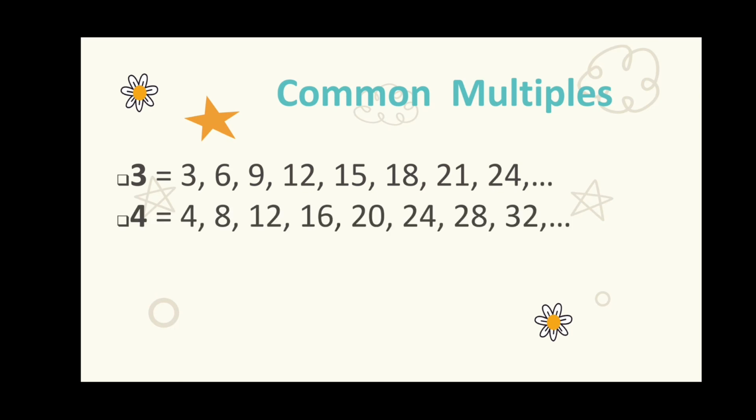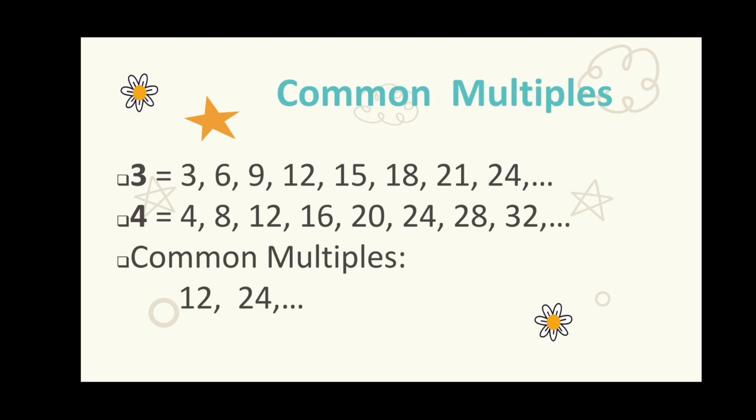Another given number is 4 at ang mga multiples nito ay 4, 8, 12, 16, 20, 24, 28, 32, and so on. Now, let's identify what are the common multiples of 3 and 4. So, again, when we say common multiples, yun yung parehong multiples ng dalawa or higit pang given number. At ang common multiples ng 3 at 4 ay 12, 24, and so on. So, kung i-continue natin ang pag-identify ng mga multiples ng 3 at 4, maaari pang madagdagan ang common multiples nila. Okay?